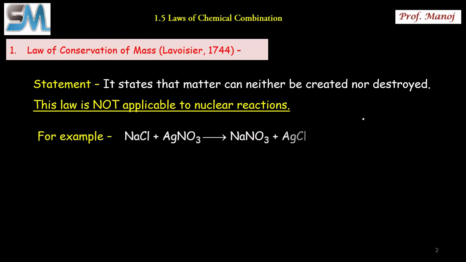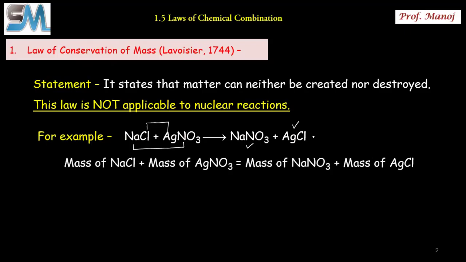Let us understand this with an example. Suppose you consider this reaction of sodium chloride with silver nitrate, AgNO3 with NaCl. Now, when you are reacting this, you can clearly understand Cl combines with Ag to form AgCl. Na combines with NO3 to form NaNO3. So, according to this law of conservation of mass, the total mass of NaCl and AgNO3 before the reaction must be equal to the mass of NaNO3 and AgCl after the reaction.